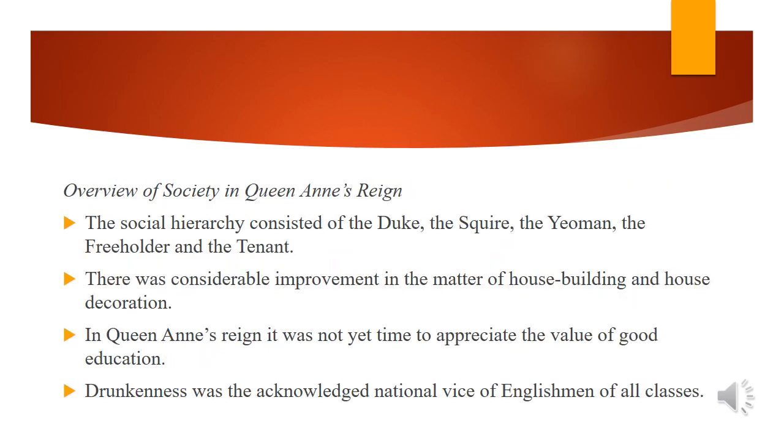Let me see the overview of society in Queen Anne's reign. The social hierarchy consisted of the duke, the squire, the yeoman, the freeholder, and the tenant. There was considerable improvement in the matter of house building and house decoration. In Queen Anne's reign, it was not yet time to appreciate the value of good education. Drunkenness was the acknowledged national vice of Englishmen of all classes.